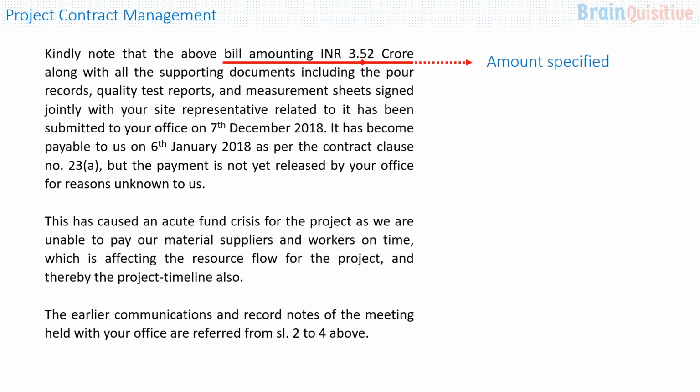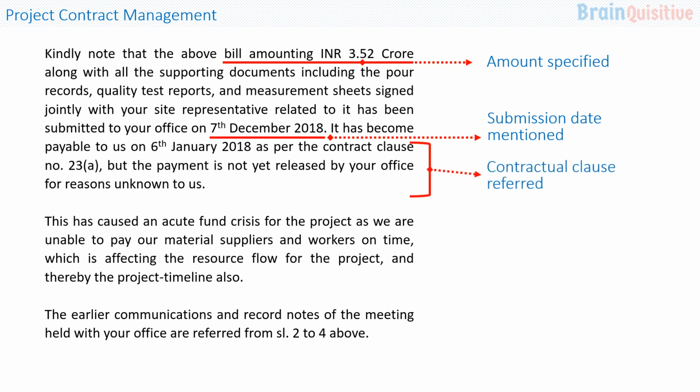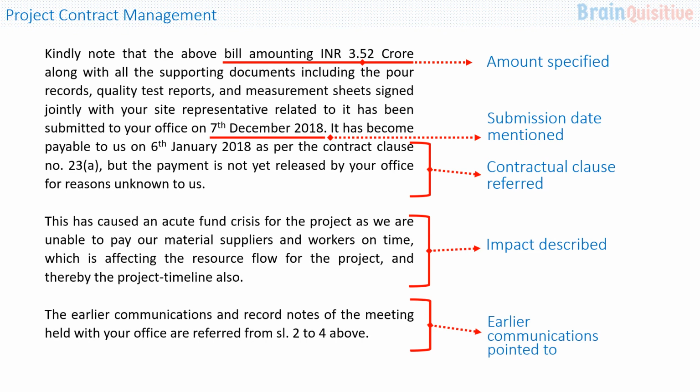Now, here you are specifying the amount, which is INR 3.52 crores. Next, you have mentioned the submission date of the bill, which is 7th December 2018, and the contractual clause you have also referred, which is 23A in this case. Next, you have described the impact that you are unable to pay your material suppliers and workers on time, and it is affecting the progress flow. Next, you have referred to your earlier communications with your client. So all the important facts and figures are given here.